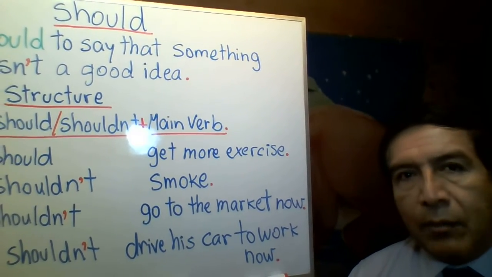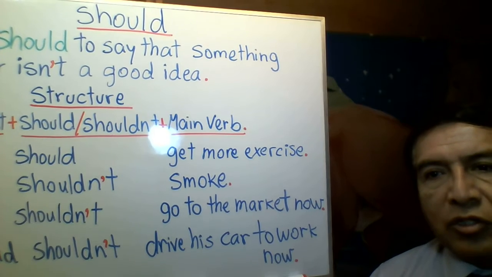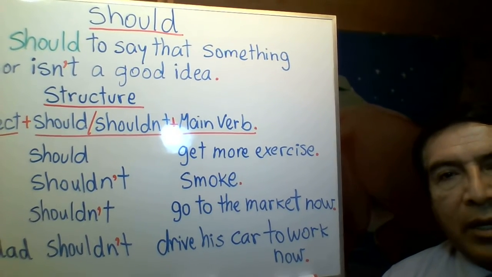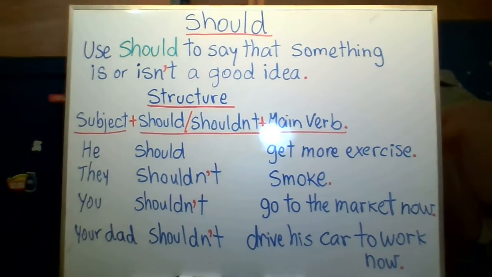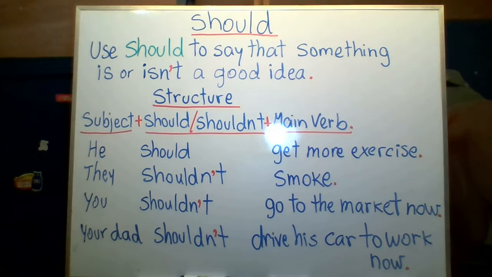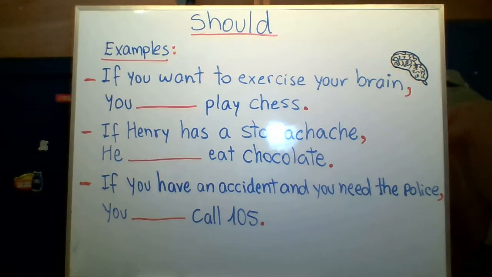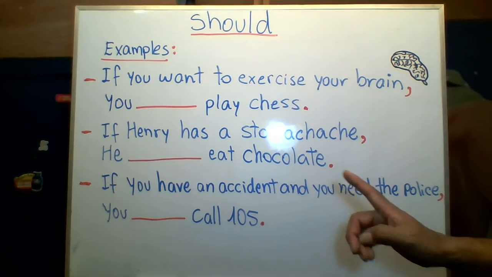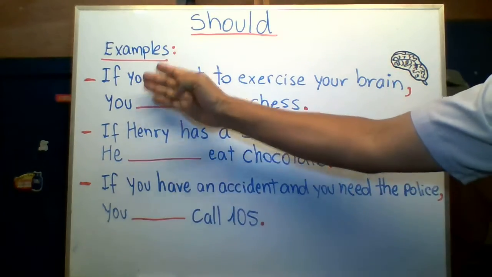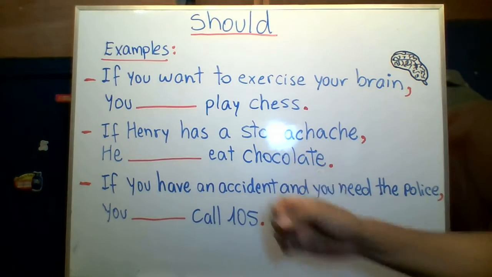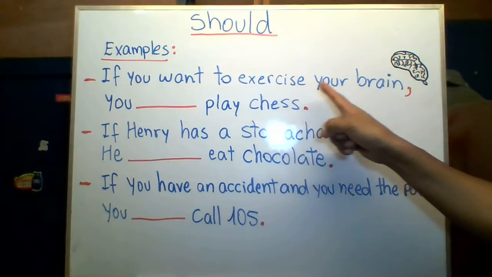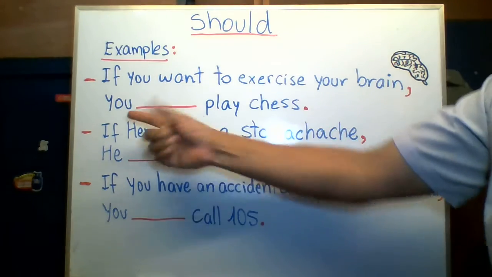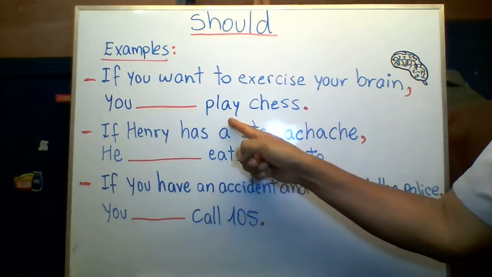Let's continue with some other examples and then we're going to talk about the right use of should or shouldn't in real situations in your life. Listen or pay attention. Here you are. For example, here you have three different situations. If you want, one means the verb querer. If you want to exercise your brain, you should or shouldn't play chess.